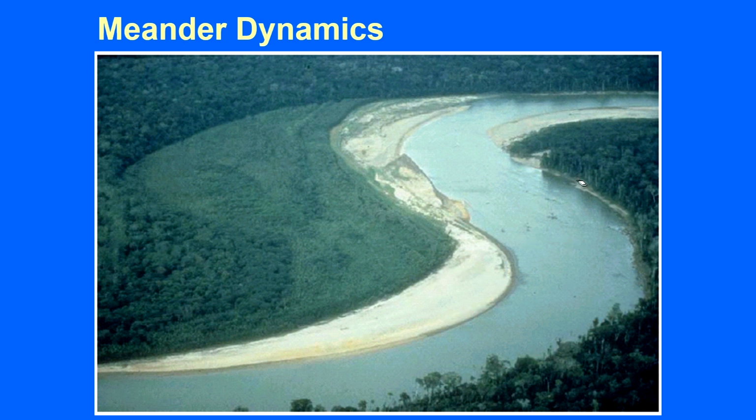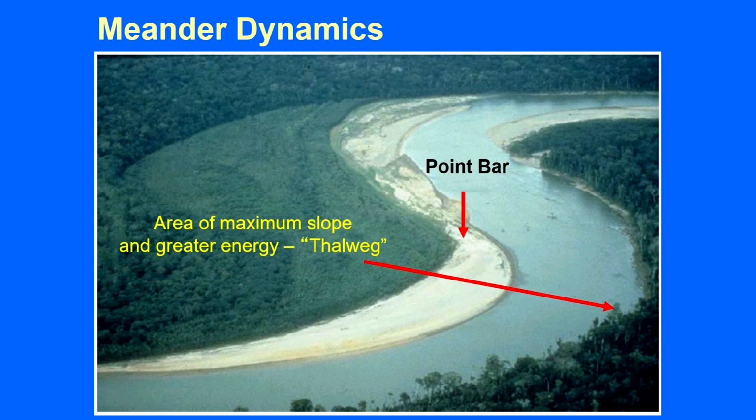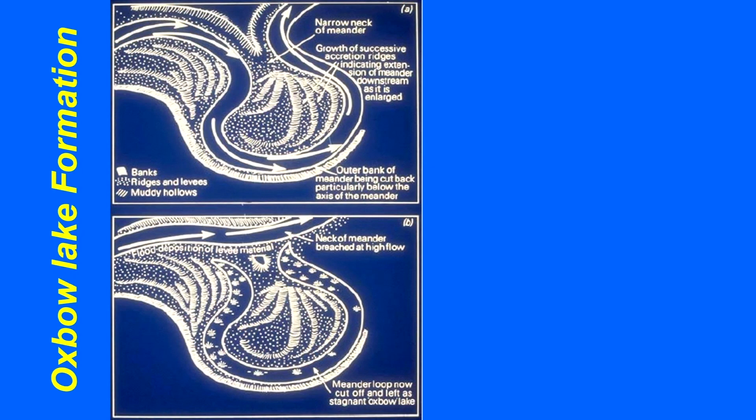A few more things. This is what we were talking about. This is the point bar here. This will be your point bar, and this part will be termed the talvage, which is the area of maximum slope and greater energy. The velocity in this area will be much higher, and that is one of the reasons that it has an erosive nature.